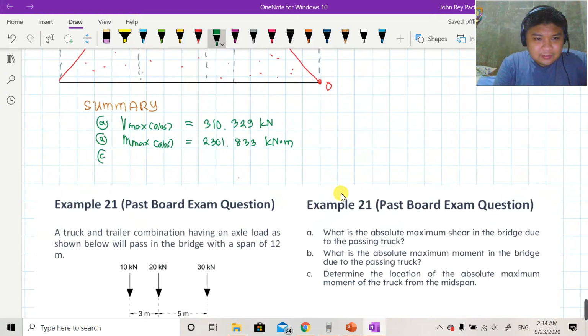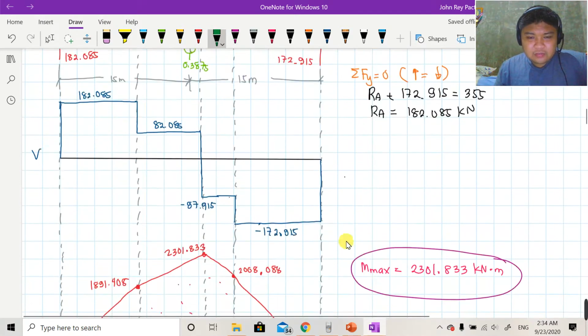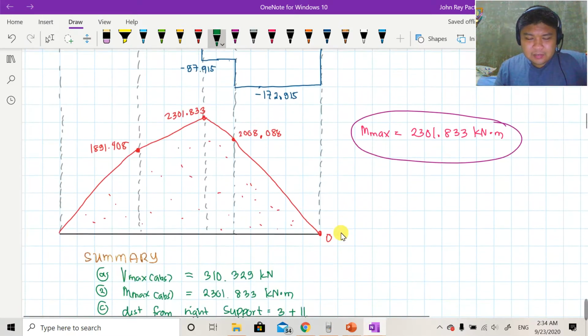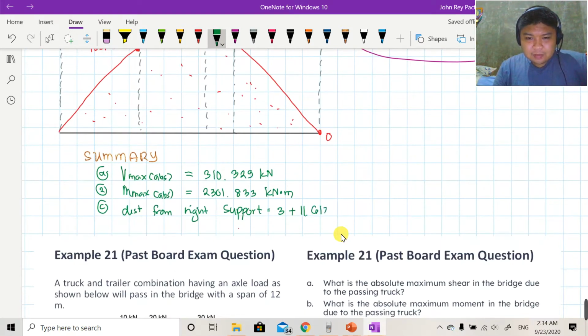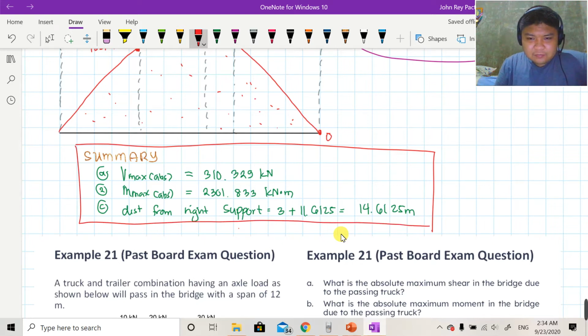For letter C, yung distance from right support is equal to 3 plus 11 point, ilan nga siya? 6125 nga. Sige, baba natin. 6125, that is 14.6125 meters. So, ito na class, yung sagot natin sa situation na ito. So, ayan. So, for the last example, nandito na nga siya.